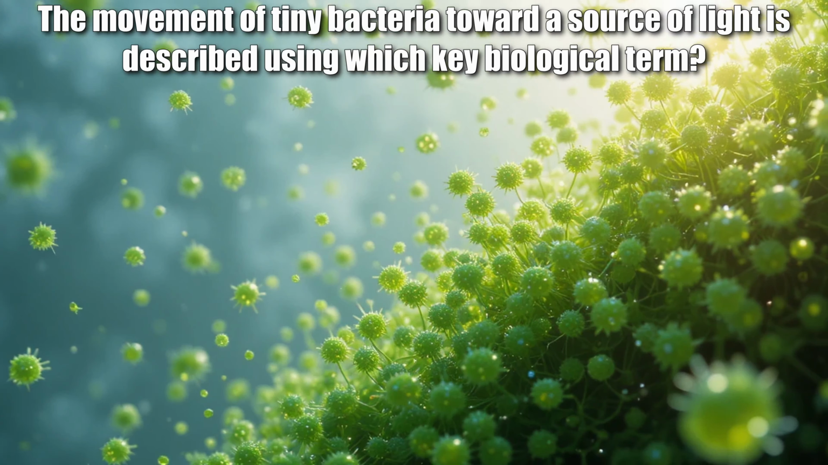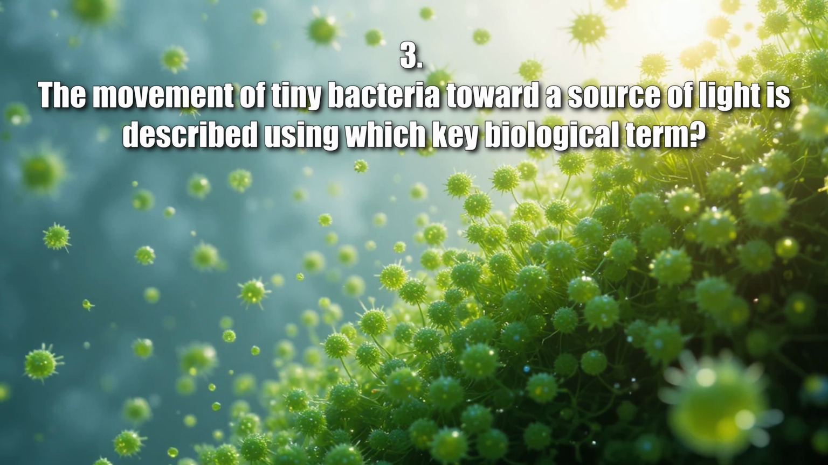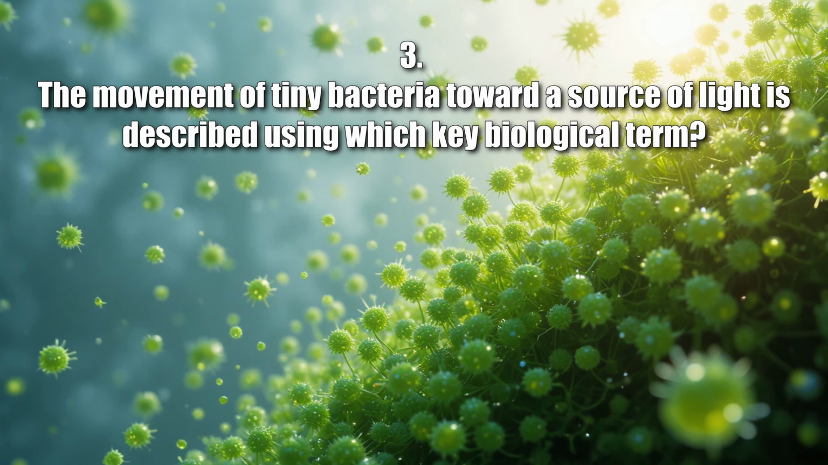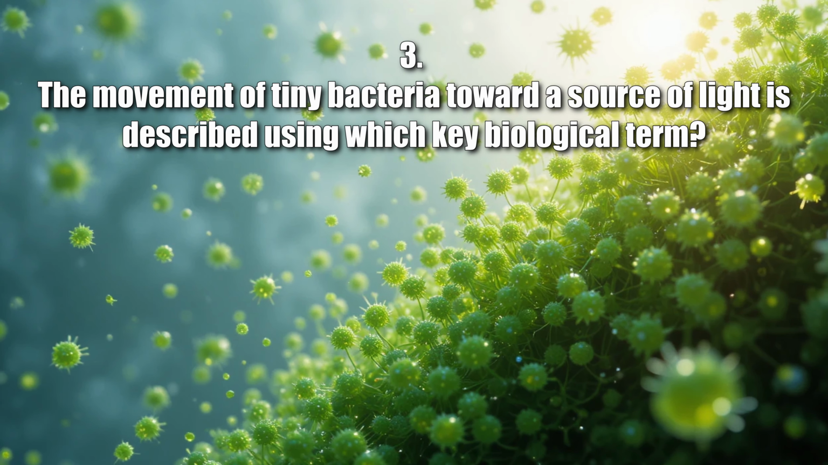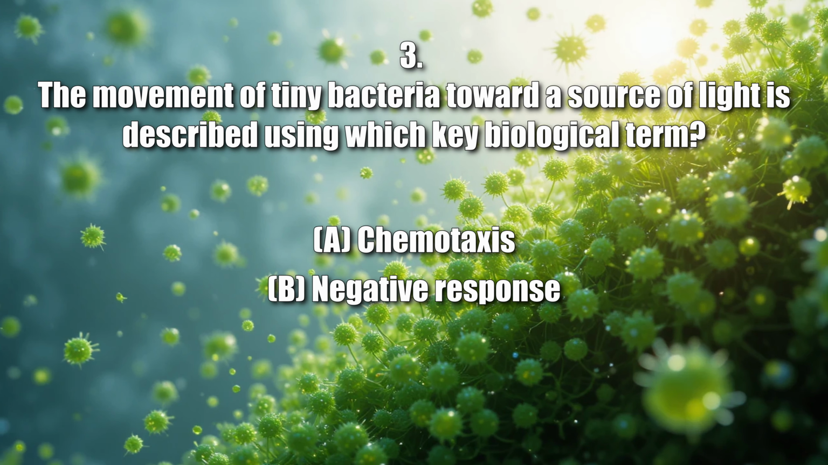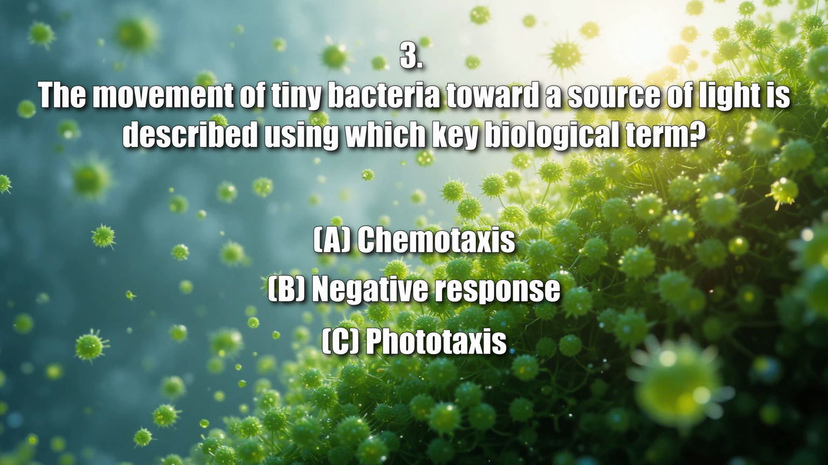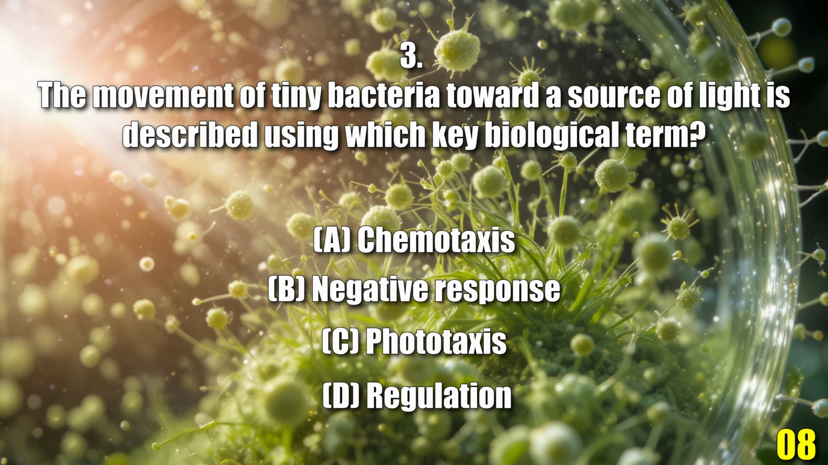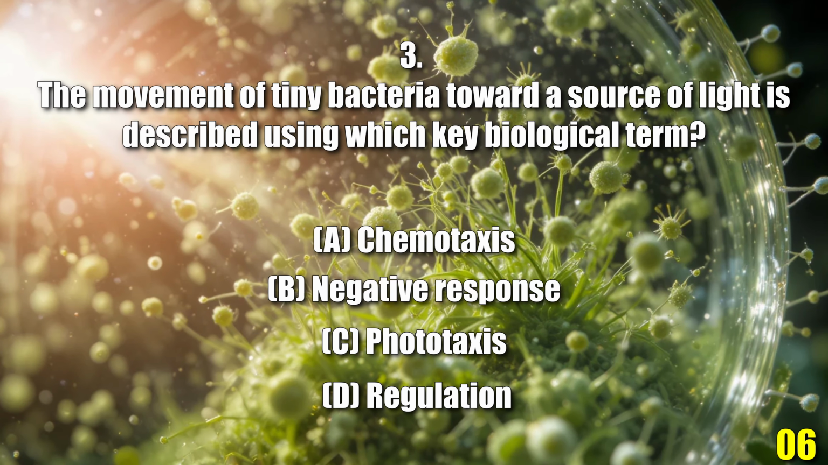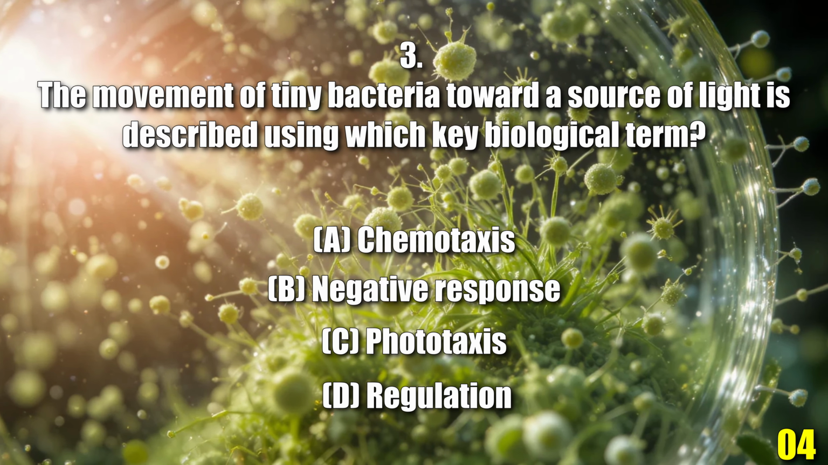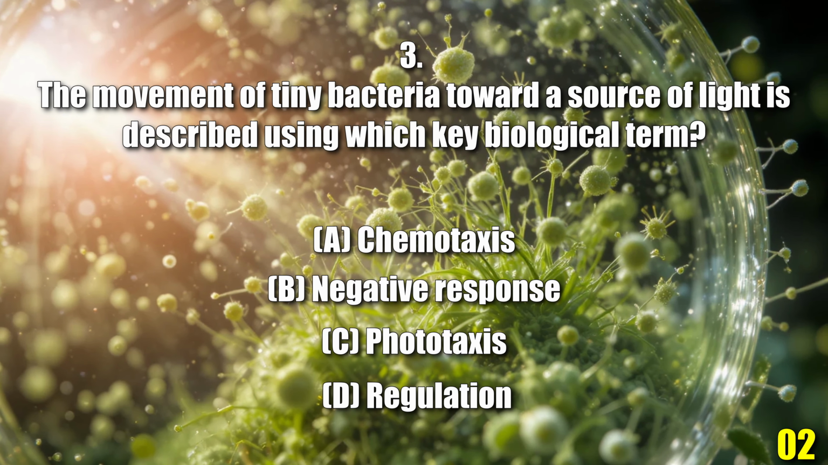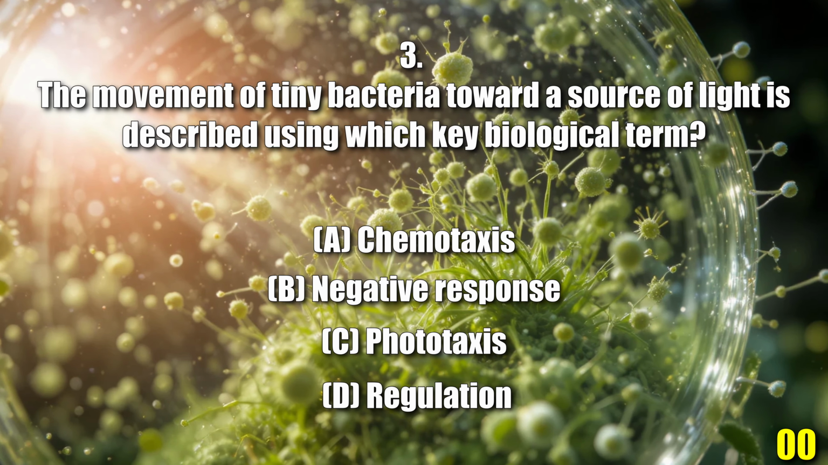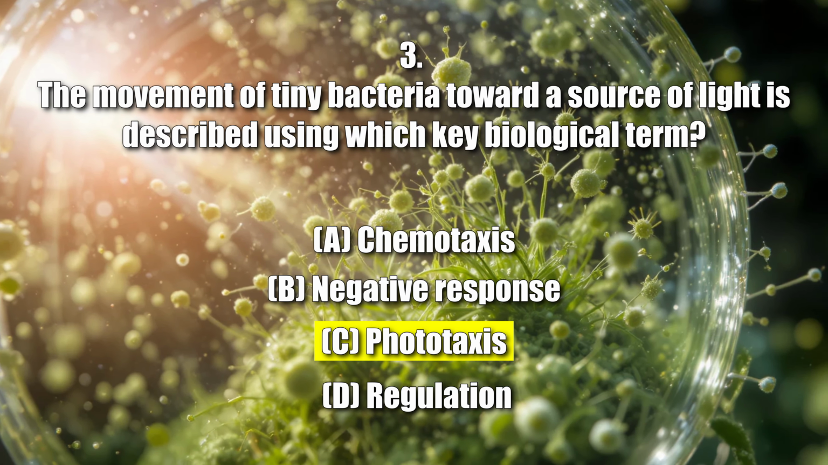Organs. 3. The movement of tiny bacteria toward a source of light is described using which key biological term? A. Chemotaxis. B. Negative response. C. Phototaxis. D. Regulation. The correct answer is C.